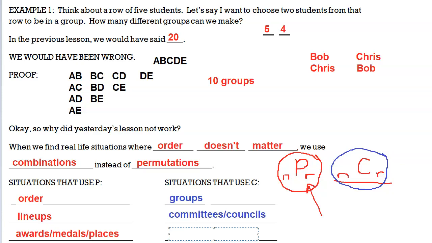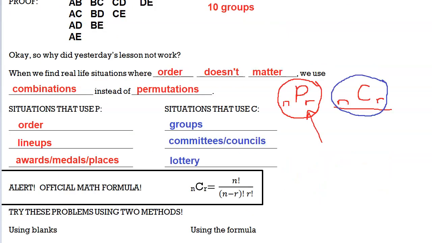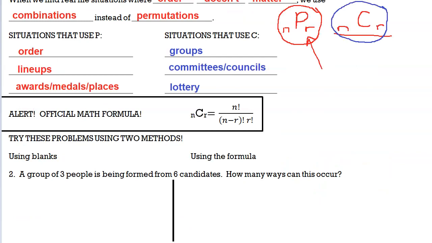Now, another example, this might surprise you, but something like Powerball, something like a lottery, is oftentimes a combination. Because in Powerball, they give you 5 white numbers, and then they give you a red number. In order to win the prize, you have to guess them all correctly, but the order of the white balls does not matter. So that part of it is actually a combination.